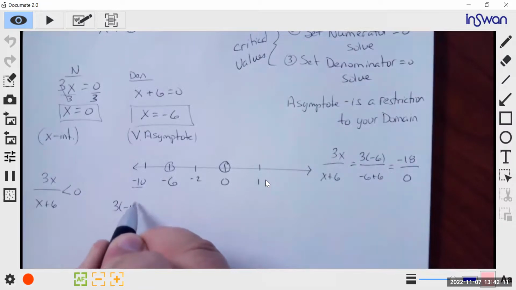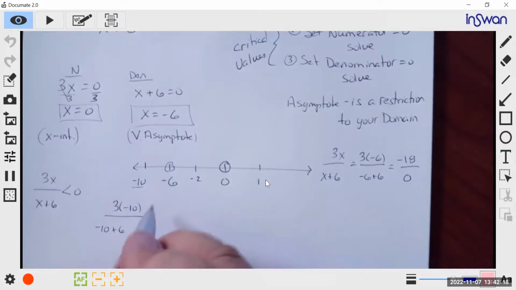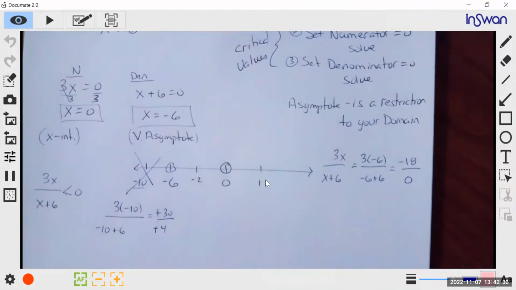3 times -10, over -10 plus 6. Positive times negative is negative. 3 times 10 is 30, so it's -30. -10 plus 6 is -4. Negative over negative is a positive. Will positive work? Nope, it has to be negative, so I can't use it. That's not going to work.